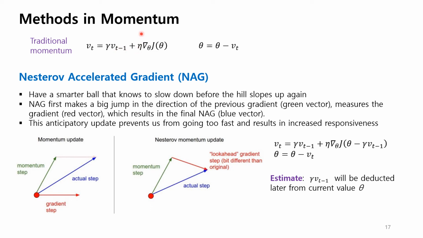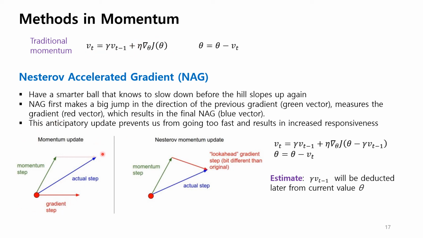So in addition to the gradient value, we add this V, the gradient of the previous step, and this gamma is a constant called the momentum constant. So what we do here is we follow the direction of the previous step a little bit, and also we follow the current gradient. By adding them together, we have a new direction.